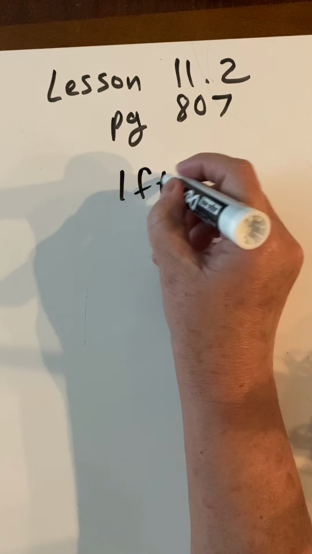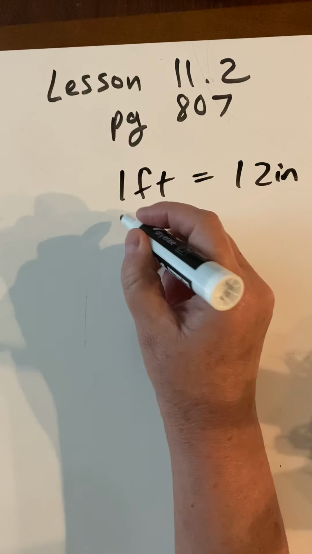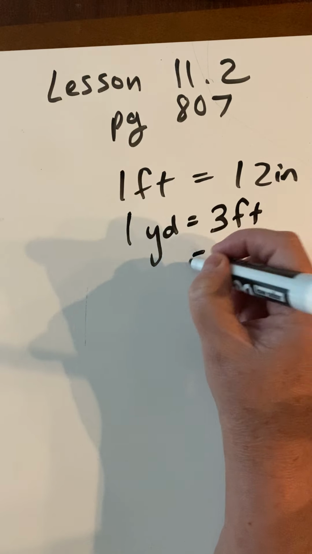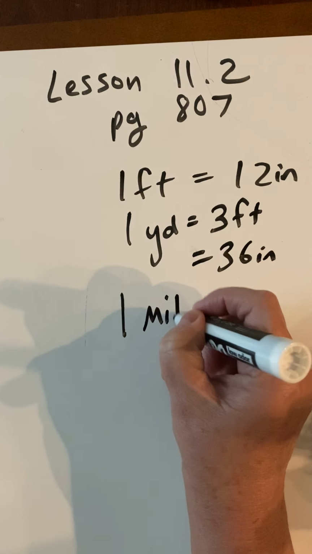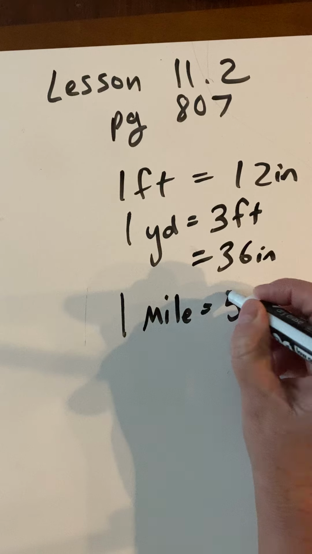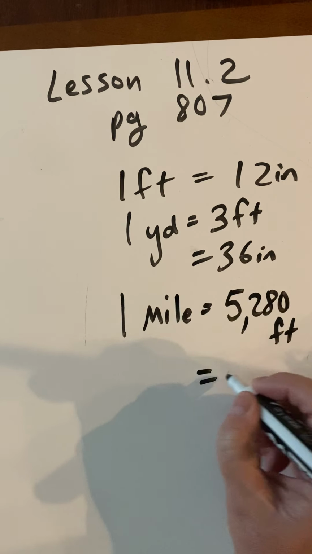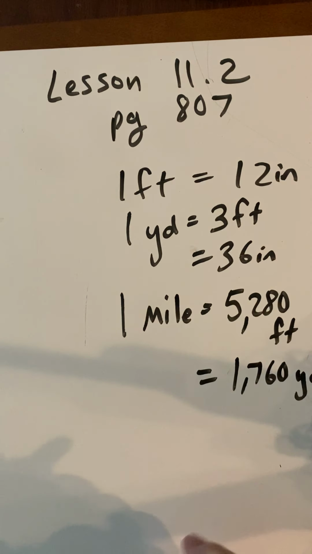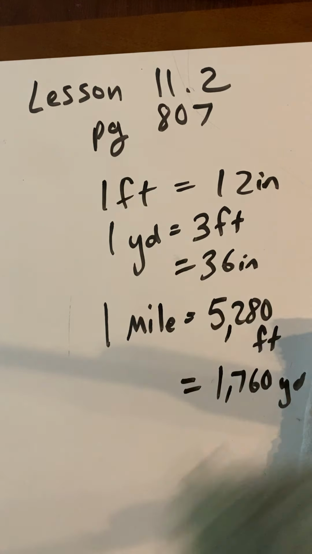They tell you that 1 foot equals 12 inches. They tell you that 1 yard equals 3 feet, or it could equal 36 inches. And that 1 mile equals 5,280 feet, or it could also equal 1,760 yards. So this is good information to know to make these conversions that we're going to be doing today.